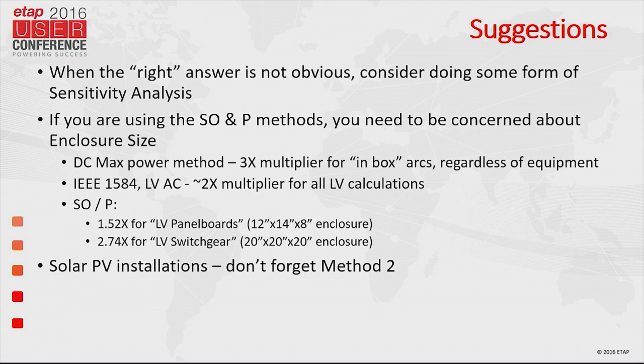That's the 12 by 14 by 8 enclosure. 2.74 times for low voltage switchgear, the 20 by 20 by 20 inch enclosure. That is a selection you have to make in ETAP, and it doesn't populate it for you. So be intentional about what you put in there and make sure you use something that is realistic for the actual model that you're trying to do. And last but not least, for the solar PV, don't forget our method number 2. And with that, I'm done.